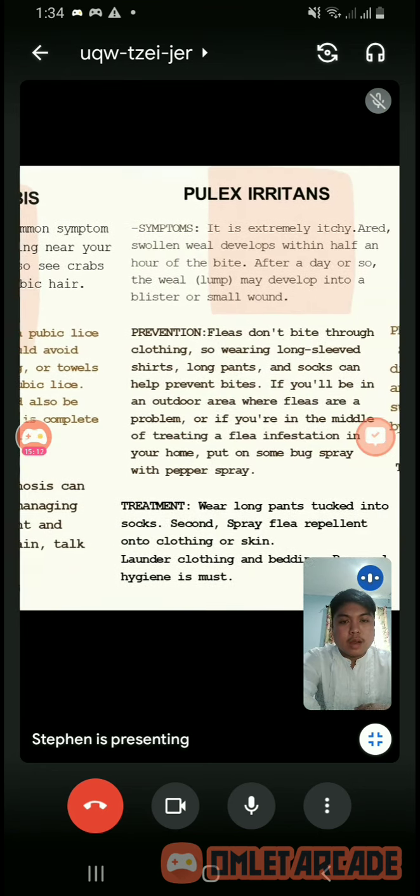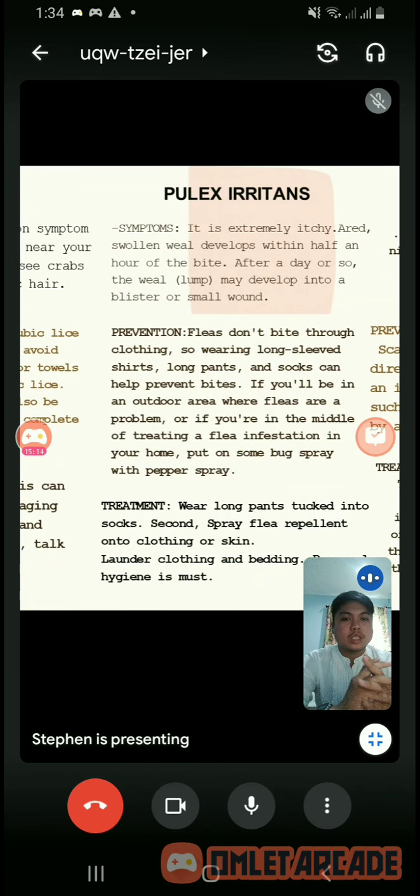So, the Pulex irritans. The symptoms: it is extremely itchy. Talagang napakakati. Kuto, lalo sa buhok. Urge, swollen welt develops within half an hour of the bite. After a day or so, the welt may develop into a blister or small wound. So, pag pinabayaan tong kuto na to, pwede siya magsugat. Prevention: prevent fleas from biting through clothing. So, wearing long sleeve shirts, long pants, and socks can help prevent bites. If you'll be in an outdoor area where fleas are a problem, or if you're in the middle of treating a flea infestation in your home, put on some bug spray with pepper spray.